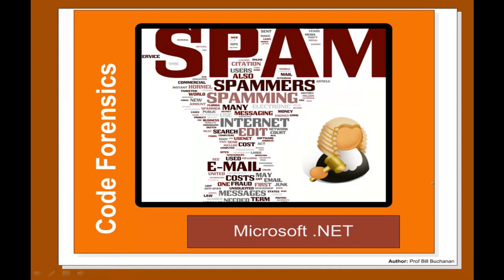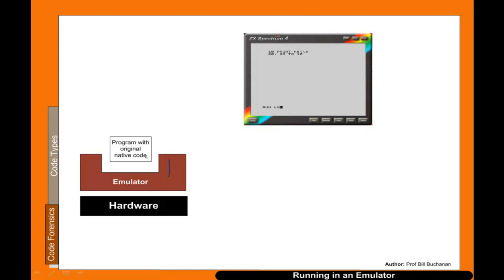So with an emulator, we have a program which will translate a certain type of machine code and a certain type of architecture directly into a certain hardware architecture. A good example of this is a games emulator, such as the ZX Spectrum emulator that we can get to run within Windows.